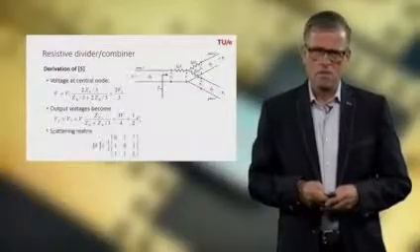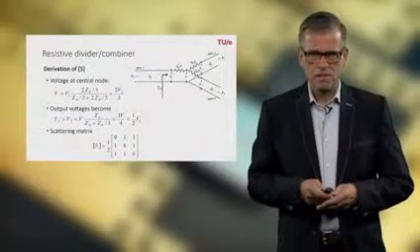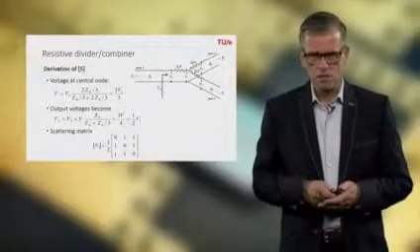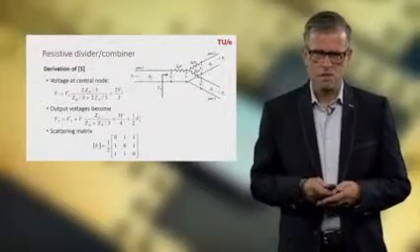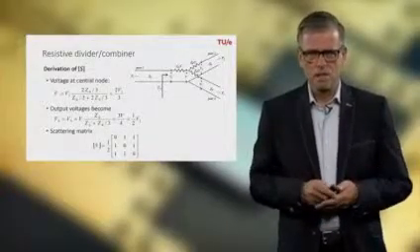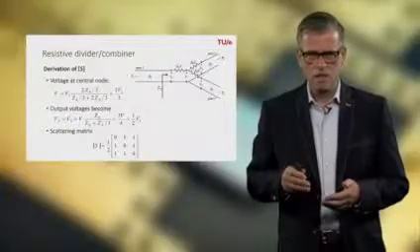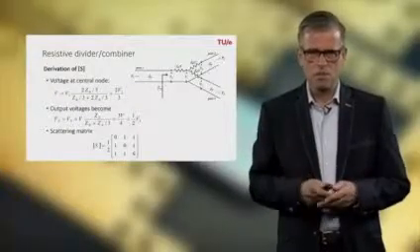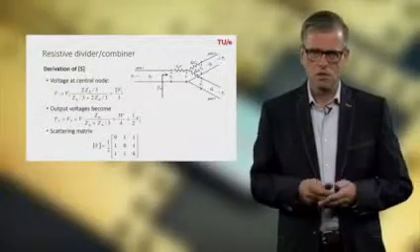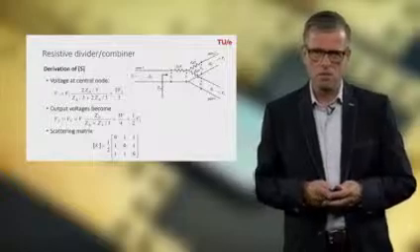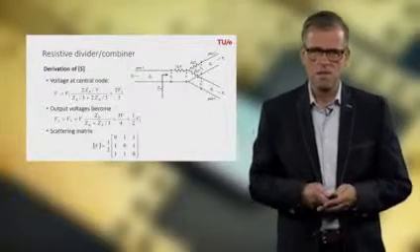So we have found the ingredients for the scattering matrix. So the scattering matrix looks like this. It's half times this matrix, where on the diagonal we see zeros because all the ports are matched, and the non-diagonal elements are all equal to 1 times a half, of course.